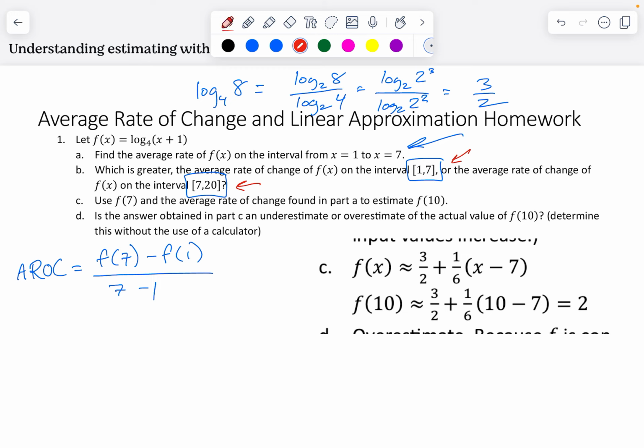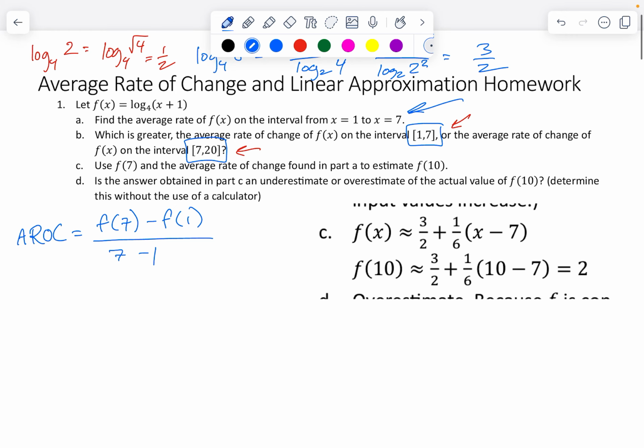Let me switch colors here. That's 2 log base 4 of 2. Well, 2 is the square root of 4, so this is log base 4 of the square root of 4. Square root of 4 is 2, and so this becomes 1/2. So this is 4 to the 1/2.